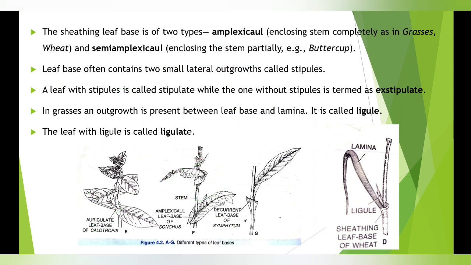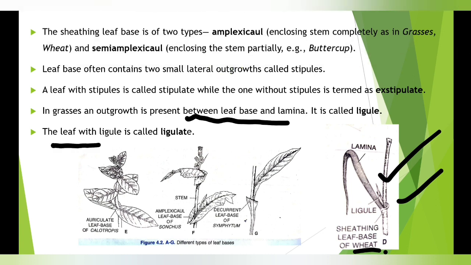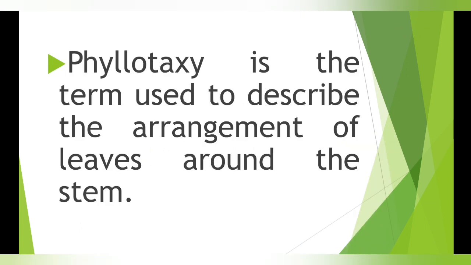Then in grasses, an outgrowth is present between the leaf base and lamina, called a ligule. So here is the structure of the ligule, and the leaf with a ligule is called ligulate.